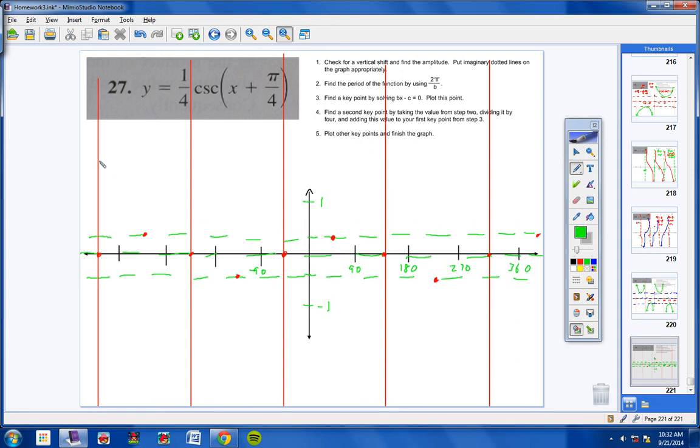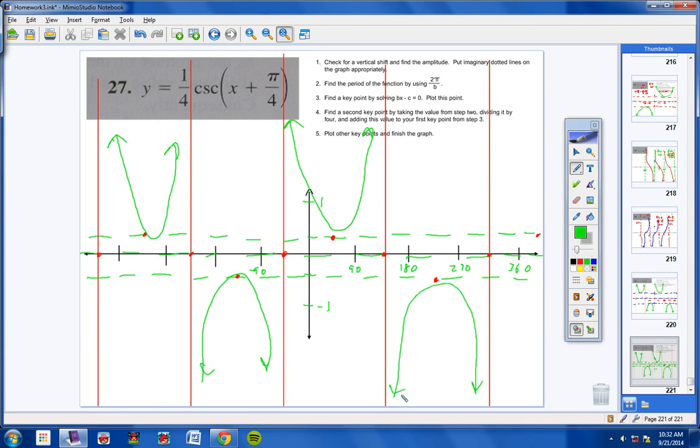Here's a high point here. So we'll put a parabola here. Wow, pretty bad parabola. There's another parabola, low point, high point, low point. Okay?